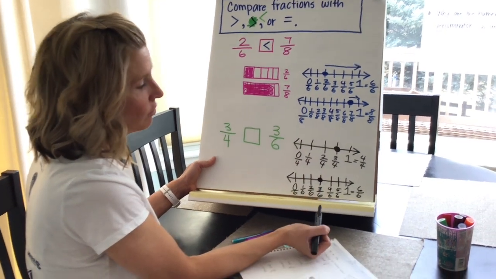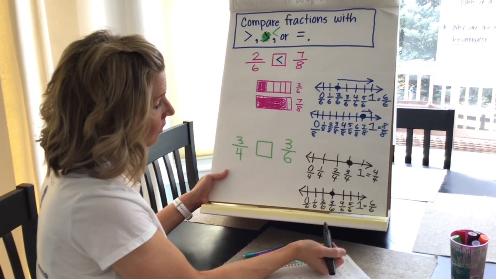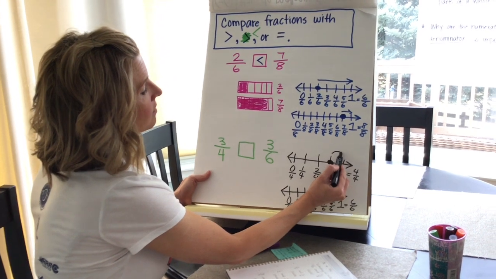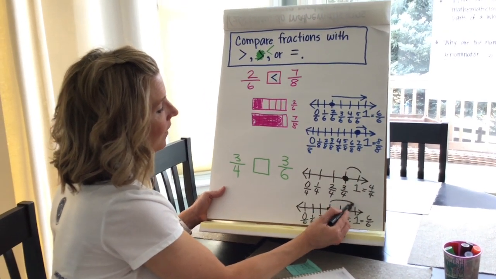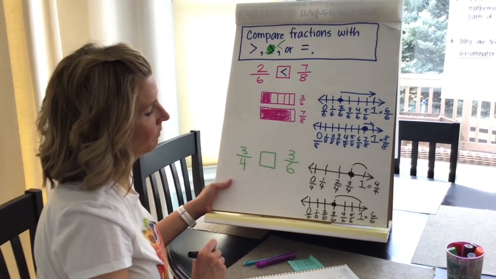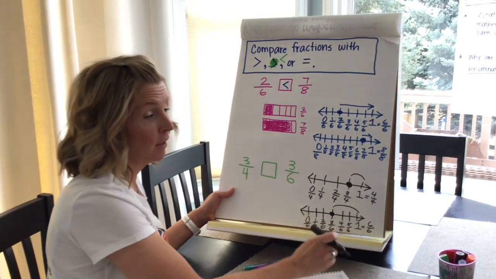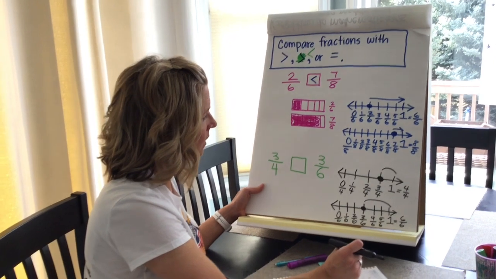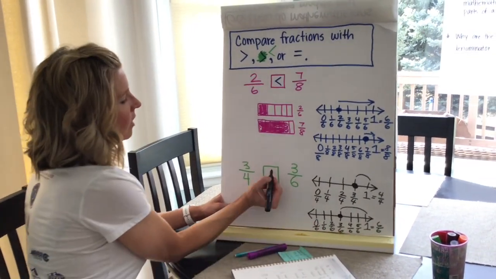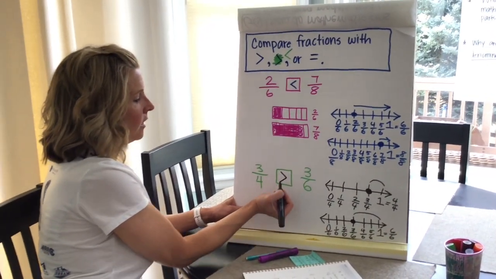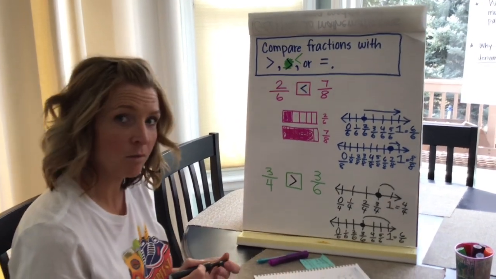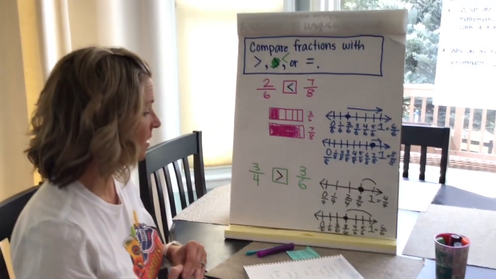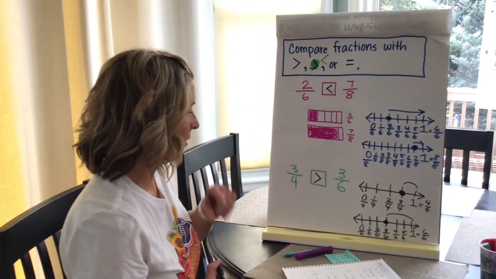Which of these is closer to 1 whole? You see that 3/4 is a much smaller jump to get to 1 whole. Makes it so important that my number line is exactly the same size, right? So that I can see what's happening. So then I can show that 3/4 is greater than 3/6. My prediction was correct.